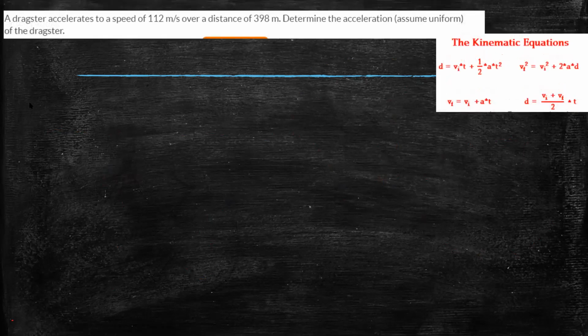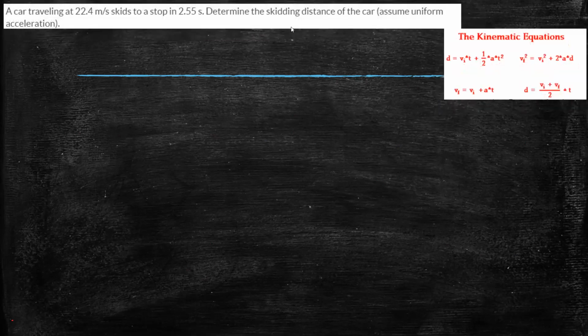A dragster accelerates to a speed of 112 meters per second over a distance of 398 meters. Determine the acceleration, assuming that it is uniform. What is the information given to me? The V initial, V final, and distance. And he asks me now to find the acceleration. So we can use the second equation, which relates V final, V initial, acceleration, and distance.